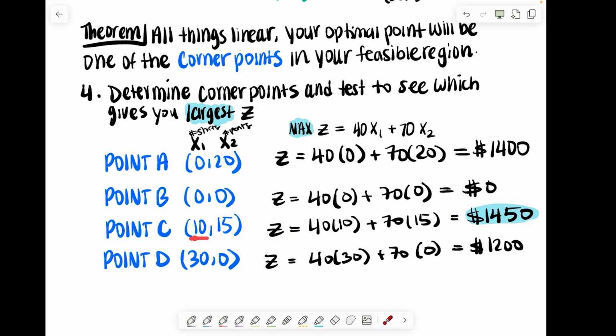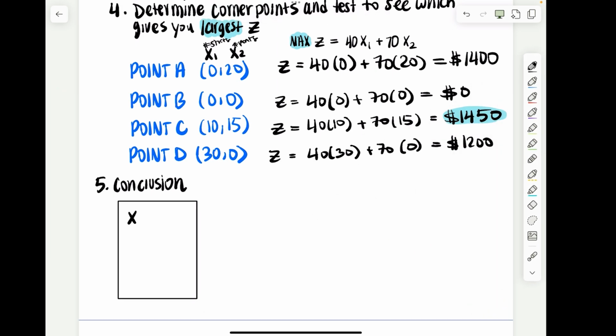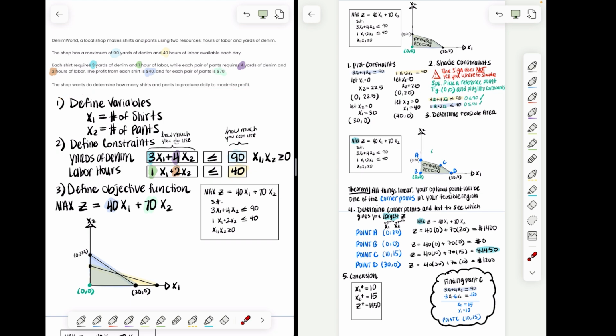And we can only gain that if we make 10 shirts and 15 pants. So the way that we write our conclusion is a little box, and we say our optimal x1, so the optimal number of shirts that we should make in a day to maximize profit, is equal to 10. The optimal, so the star stands for optimal, number of pants that I should produce in a day to make the maximum amount of profit is 15. And my optimal solution, my max amount of profit, is equal to 1,450.